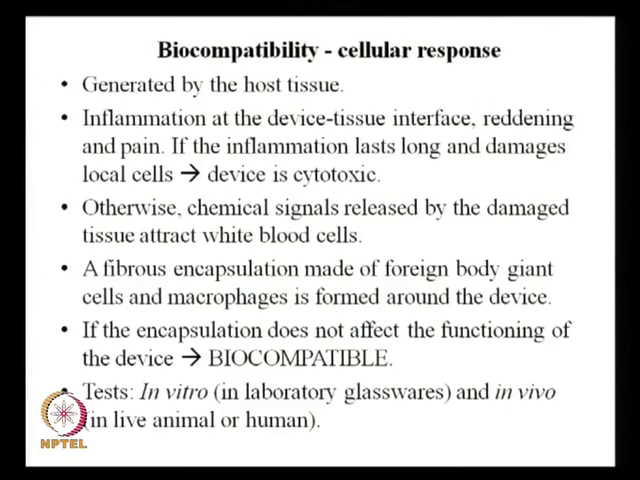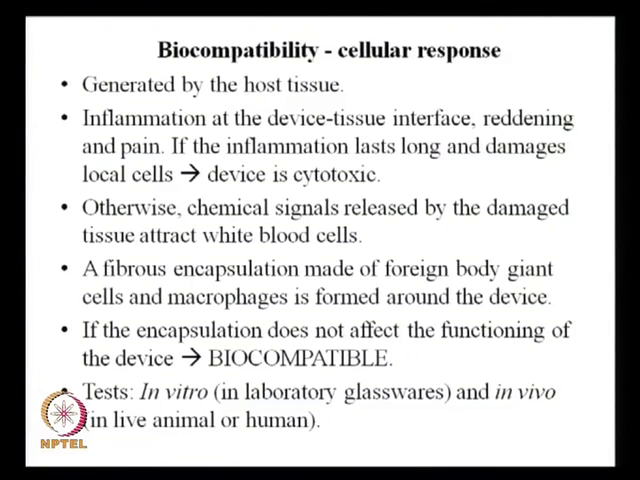So, these are not wanted basically. This is what I refer to as material response. That is as far as the device part is concerned. The other part is the cellular response. Once you put the device in, you have to ensure that the cells around it, the body cells around this device, should not get destroyed.